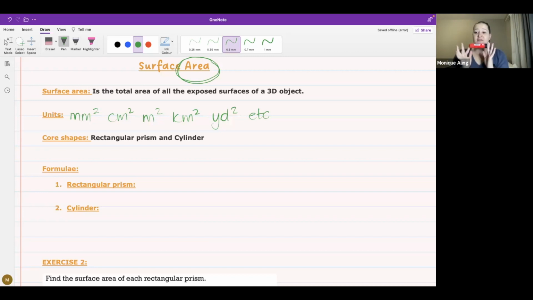Okay, we need to work out the surface area. So that means we are working out the area of every single face. This is the only square kind of shape that I could find. But as you can see, it's got a top and a bottom, and 1, 2, 3, 4 sides. So there's 6 sides in total to a rectangular prism. Okay, a cylinder has a circle at the top, a circle at the bottom, and then we've got the height going around it. So let's look at the formulas quickly.